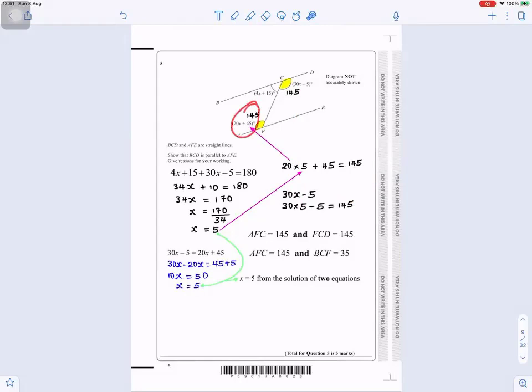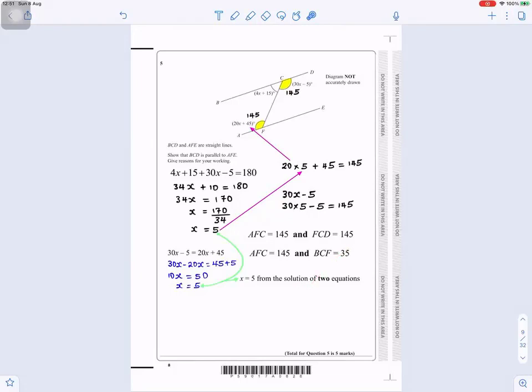So this angle is the same as that angle. It's the alternate, the Z alternate angles are equal. So AFC is 145, which is this angle. And FCD is 145, which is that angle. Or you can do the other one, which is 35, 35. So x equals 5 from the solution of the two equations.